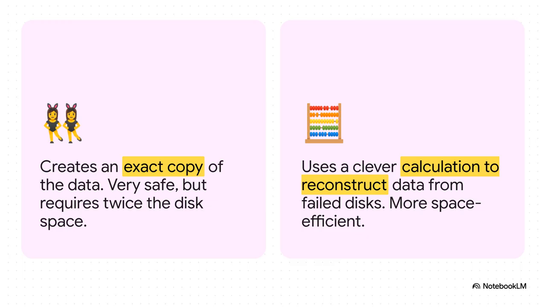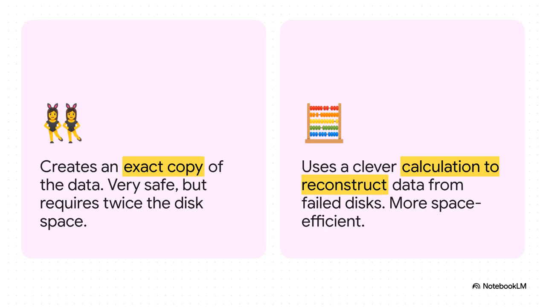Now, parity is a little bit like magic. It uses a really clever mathematical trick. Think of it like solving a simple equation. If you have 2 + x = 5, you can instantly figure out that x has to be 3. Parity works in a similar way, letting the system calculate and rebuild the missing data from a failed disk by using the data that's still there. No full duplicate copy needed.